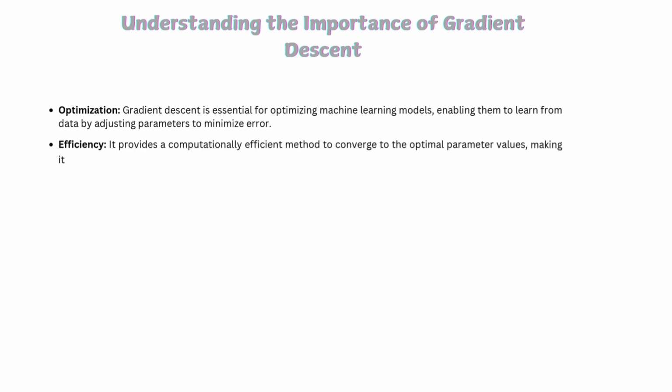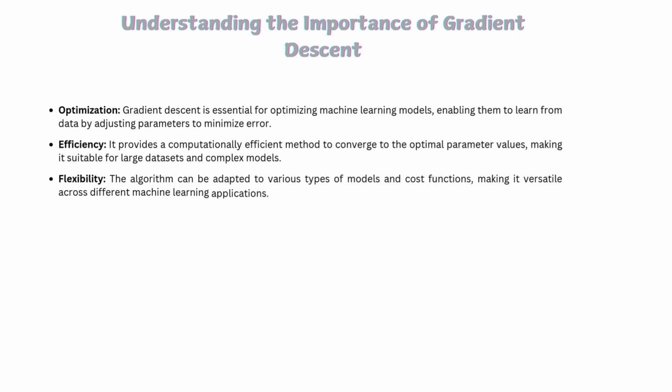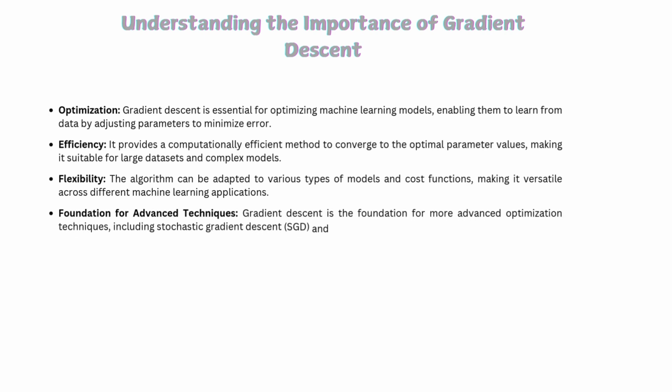Gradient descent stands out for its efficiency, providing a computationally viable approach to converge toward optimal parameter values, which is particularly beneficial when dealing with large datasets and intricate models. Additionally, the adaptability of gradient descent allows for its application across various machine learning algorithms and cost functions, enhancing its effectiveness in multiple scenarios. It also lays the groundwork for more advanced optimization techniques such as stochastic gradient descent (SGD) and mini-batch gradient descent, which further boost convergence speed and model performance.